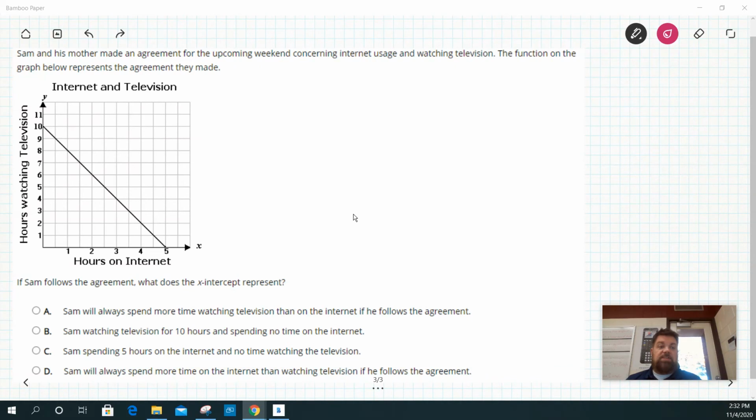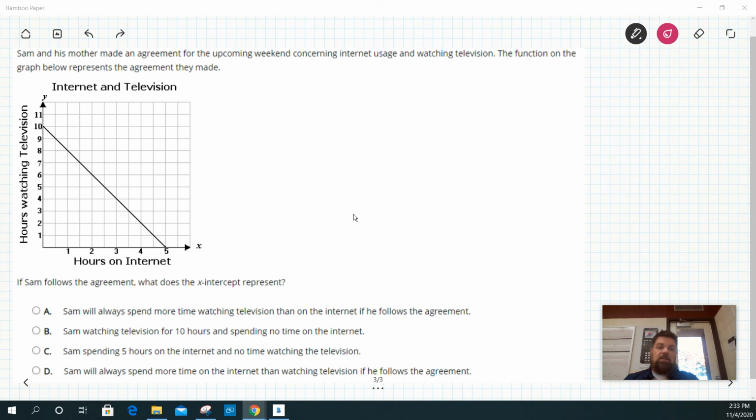All right. For this example, it says Sam and his mother made an agreement concerning internet usage and watching television. The function of the graph below represents the agreement. So it must be a combination. He can only watch so much television and so much internet. All right. So then, which of the following statements are true?